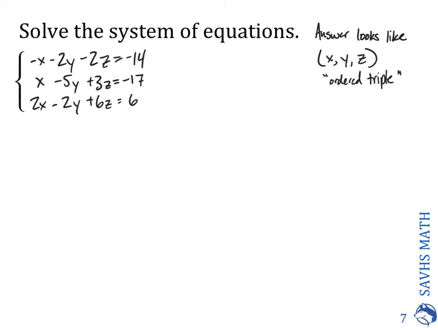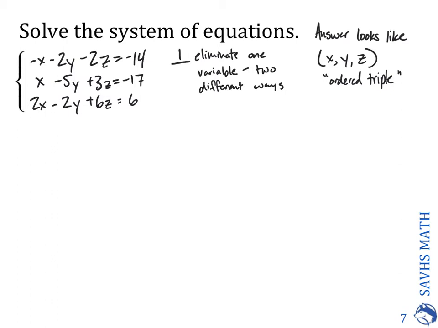Okay, so the first thing that we need to do is we're going to use elimination because we need to try to eliminate. Step 1 is to eliminate one variable, but we need to do it 2 different ways. And when I say that, I mean we're going to use 2 equations at a time, but we're going to choose 2 different pairs of equations.